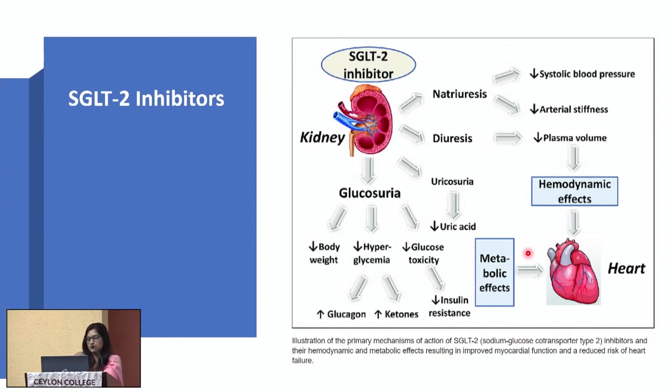Now, you all know these SGLT2 inhibitors act through the kidney, and they have favorable effects on glycosuria, natriuresis as well as diuresis. And because of that, the heart will have favorable hemodynamic effects by reducing the systolic blood pressure, reducing arterial stiffness, as well as by reducing plasma volume. And also the favorable metabolic effects give the heart a protective action against heart failure, that is by reducing the body weight, reducing the hyperglycemic state as well as by reducing glucose toxicity.